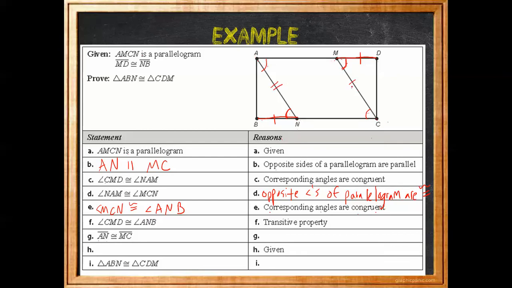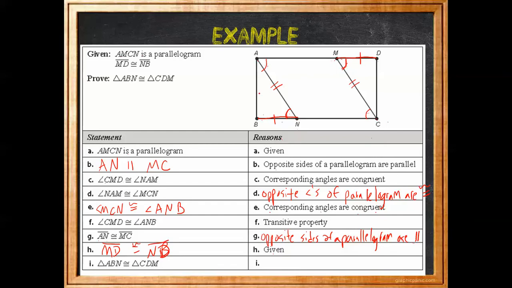Okay. Now the next thing we can say is that AN, this line right here, is congruent to MC, this line right here, okay? And that's because opposite sides of a parallelogram are parallel, okay? I'll just use the symbol for parallel right there. Okay, now the next reason it gives us is the given. So we know that this one says that MD is congruent to NB. Okay, these two right here.